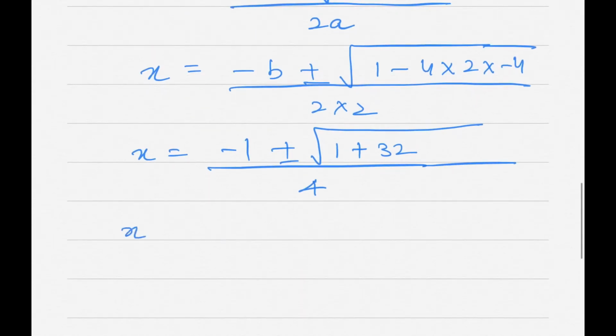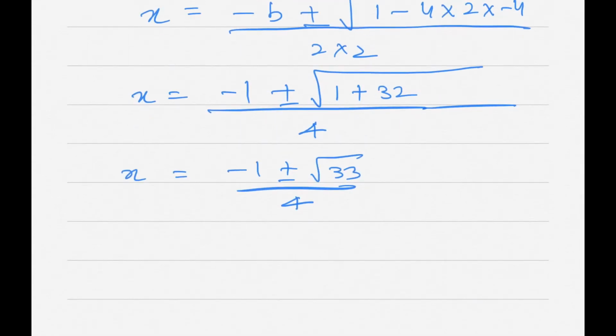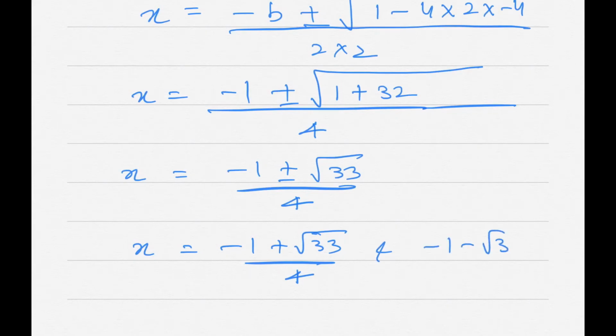So now x is equal to minus 1 plus minus root of 33 by 4. So x is equal to minus 1 plus root 33 by 4, and minus 1 minus root 33 by 4. These are my two roots. You have noticed that in the first question, the same equation solved by a different method, the completing the square method, we also got the same answers, right? So these are my answers.